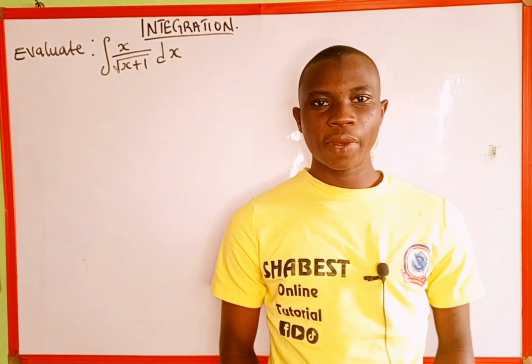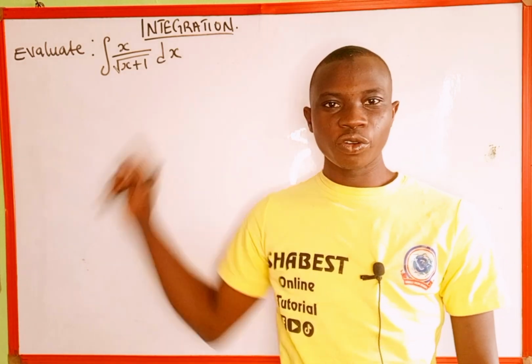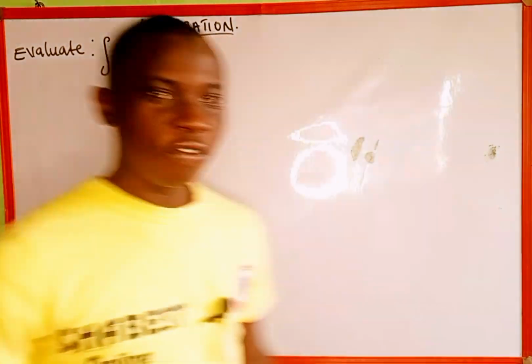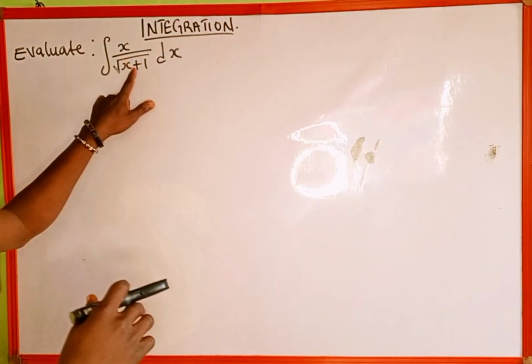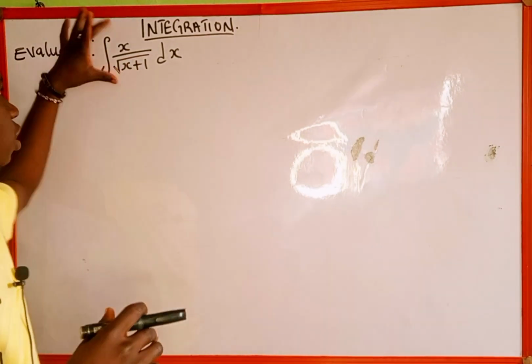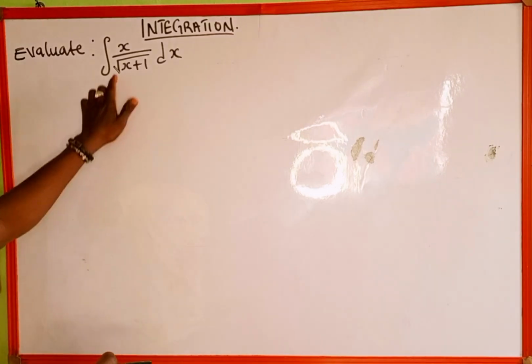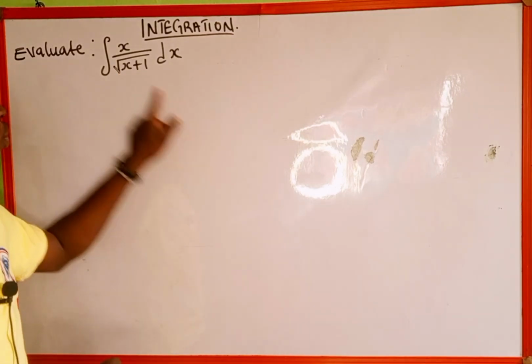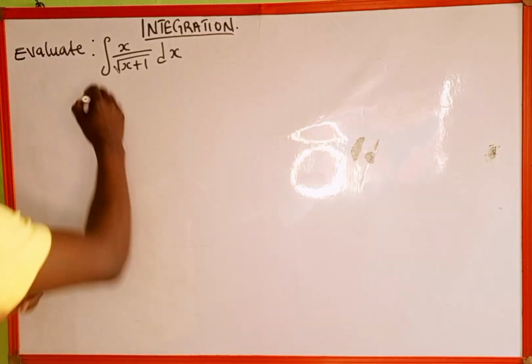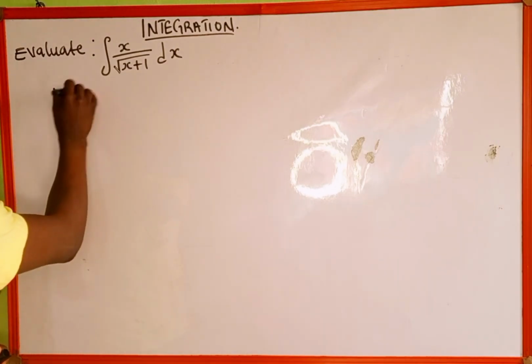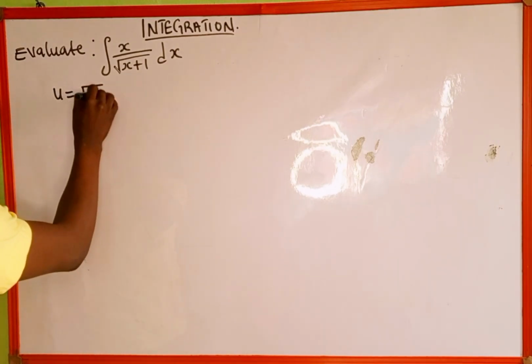In today's tutorial, we're going to learn how to integrate this function using u substitution. And the given function is what? x over root x plus 1. So we're going to integrate this function with respect to x. Using u substitution, the first thing we're going to do is to let u be root x plus 1. So we're going to let u be equal to what? Root of x plus 1.